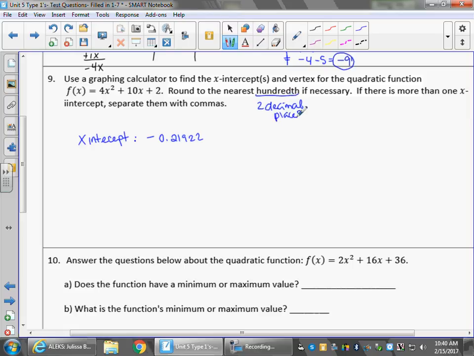Okay, so to round this, if I need 2 decimal places, we look at that third number. If it's 5 and up, round up. So we're going to round this to negative 0.22. So that's my first x-intercept.